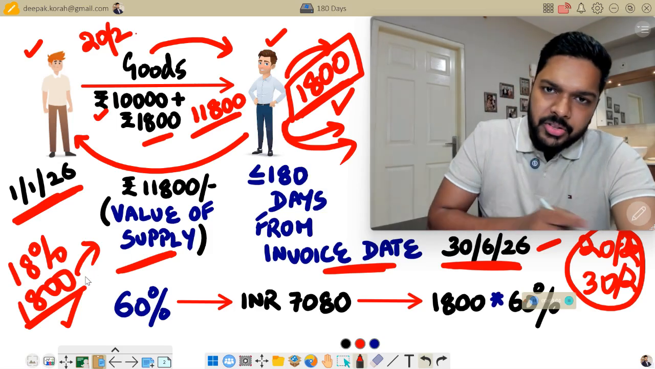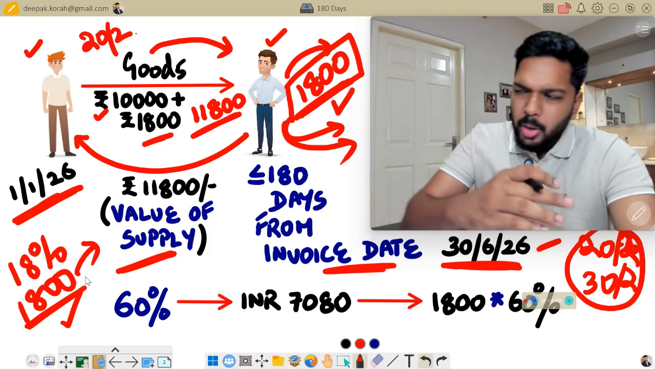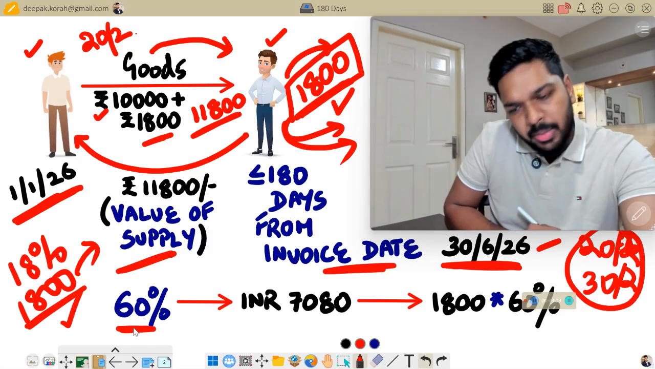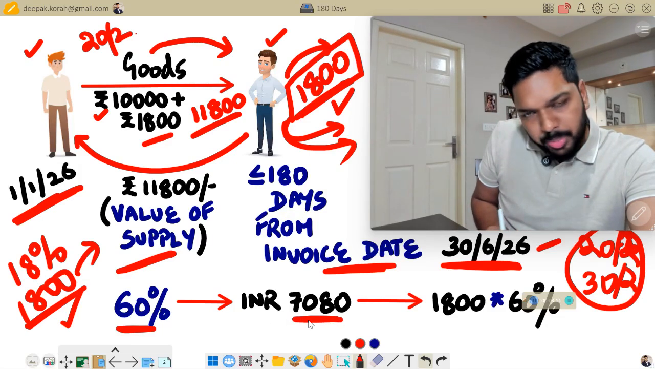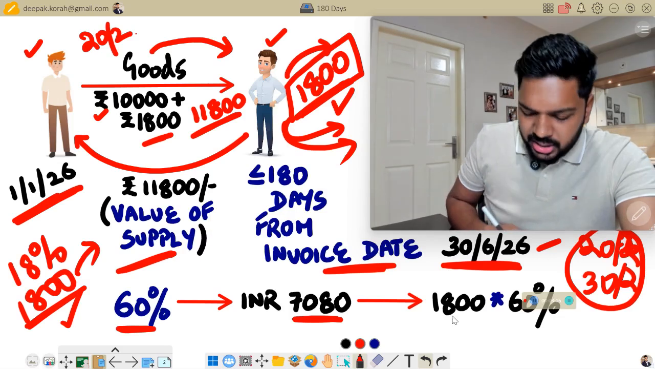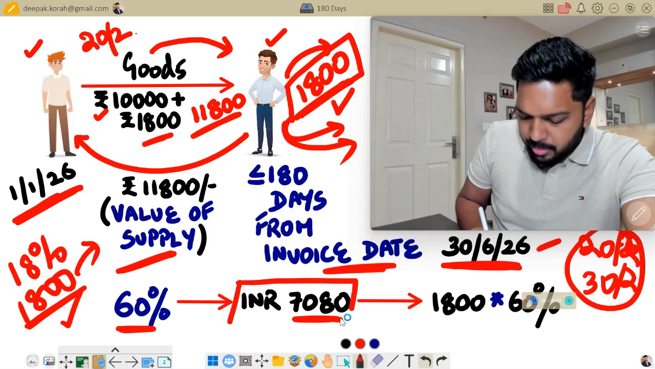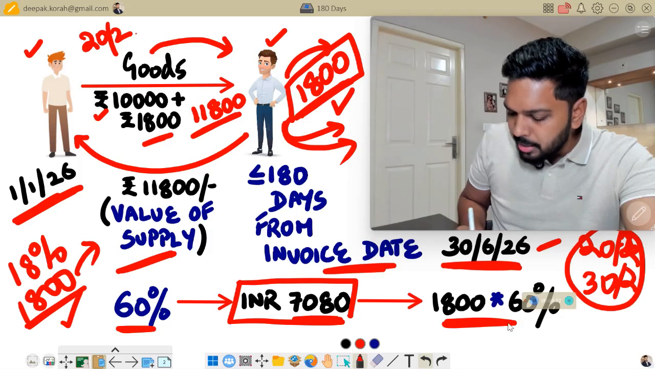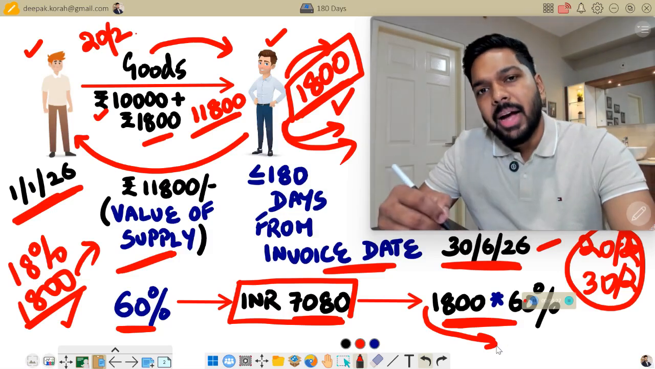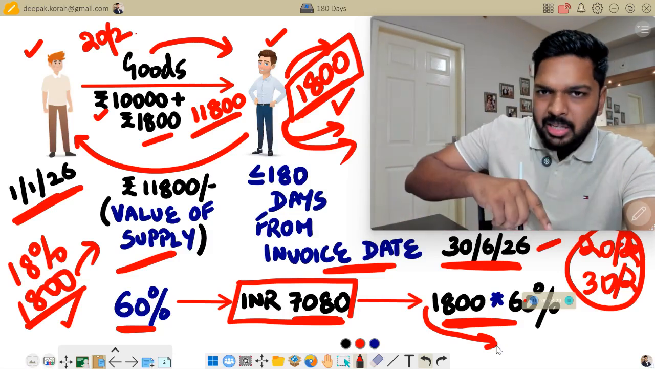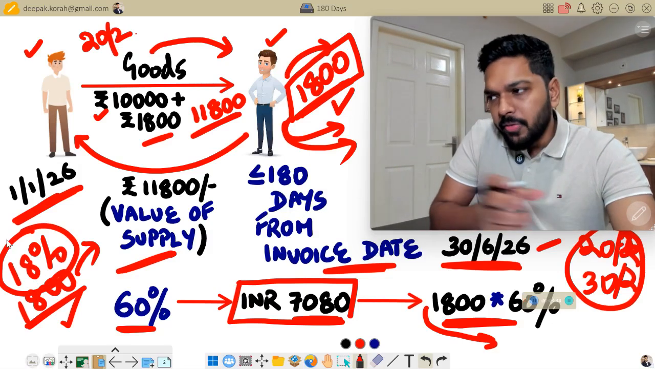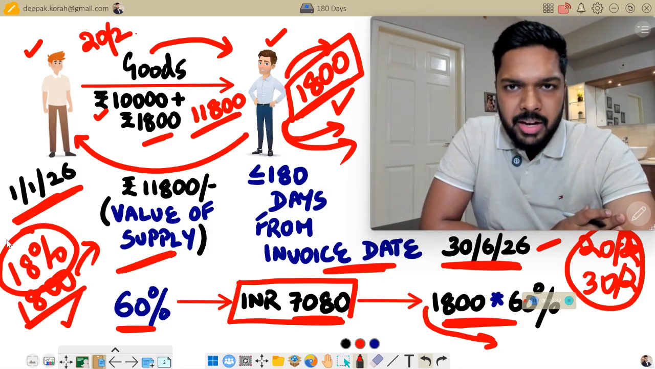And let's say a case where the recipient does not make a full payment because of some kind of a liquidity issue. He's only making a part payment, let's say 60% of the entire value of supply, which comes to 7,080 rupees, 60% of 11,800. Then what the provision says is that, since he's only made a part payment of 60%, proportionate input tax credit is to be reversed. So 60% of 1,800 rupees is to be reversed and paid back to the government. And on top of that, you calculate 18% interest and pay that also to the government, because you have not yet made a payment from the date you had made an availment of the input tax credit.